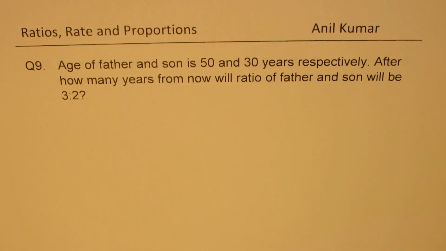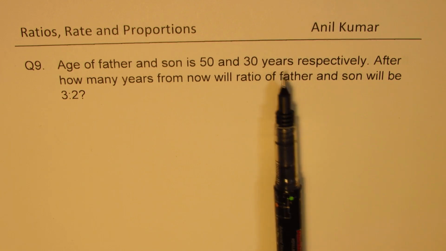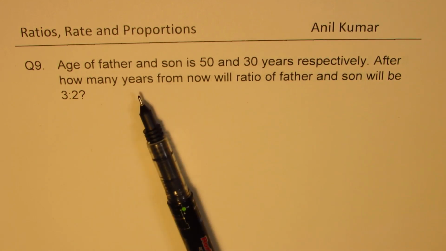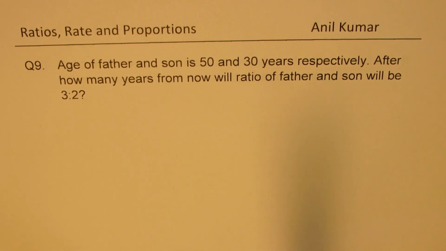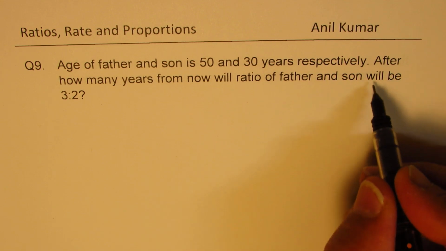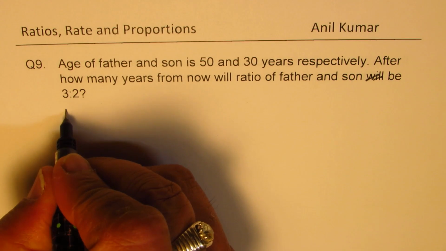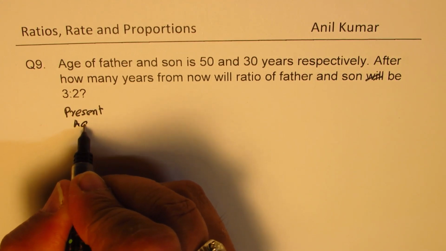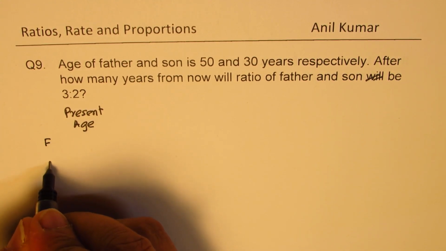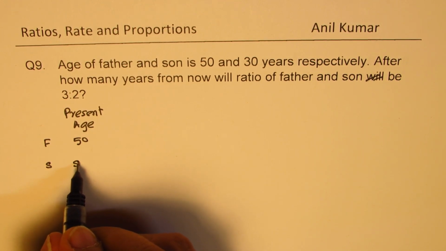Question number 9. Age of father and son is 50 and 30 years respectively. After how many years from now will the ratio of father and son be 3 is to 2, right? That is what the question is. So we are given the present age. So let's say father and son, right? So for father it is 50 and for son it is 30.